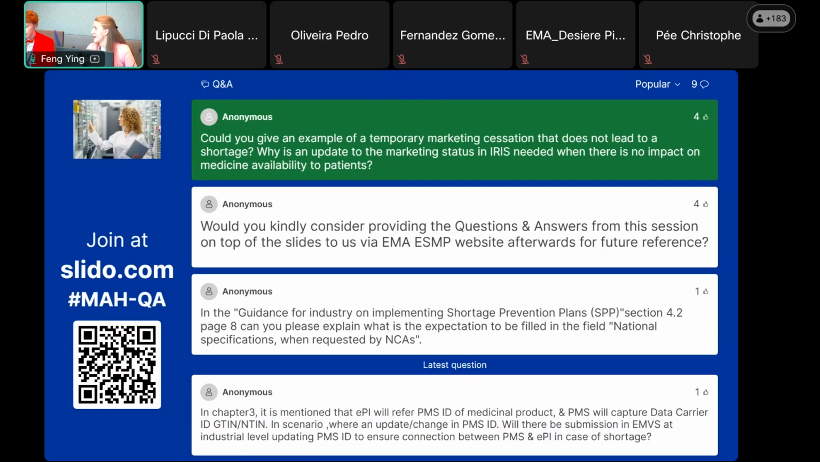It's a legal obligation to update the marketing status in IRIS, as in the directive. EMA always needs to be notified, as well as the member states, when a product is placed on the market or the marketing is temporarily or permanently ceased as well. But thank you very much for this question.